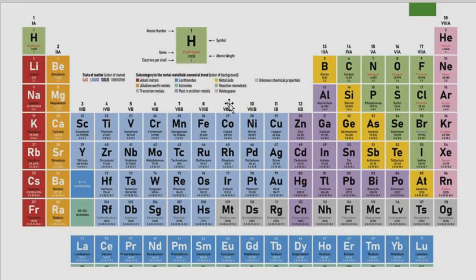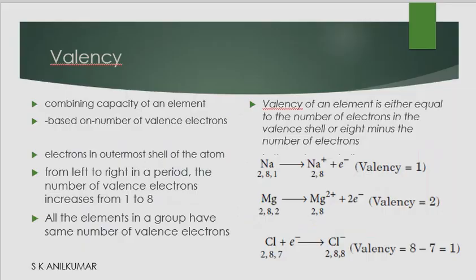If the number of valence electrons changes, it will change from this group to this group. This is the period, the number of shells. This is the number of valence electrons. So the number of shells is based on the period, and the number of valence electrons is based on the group.